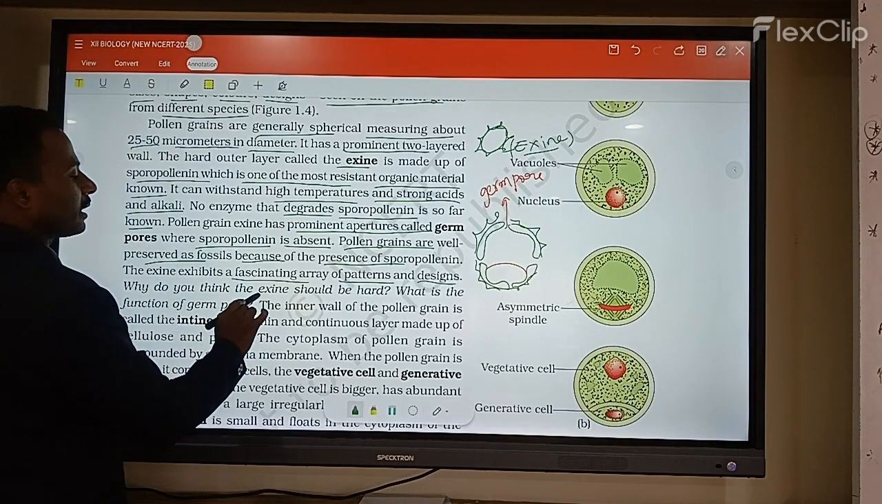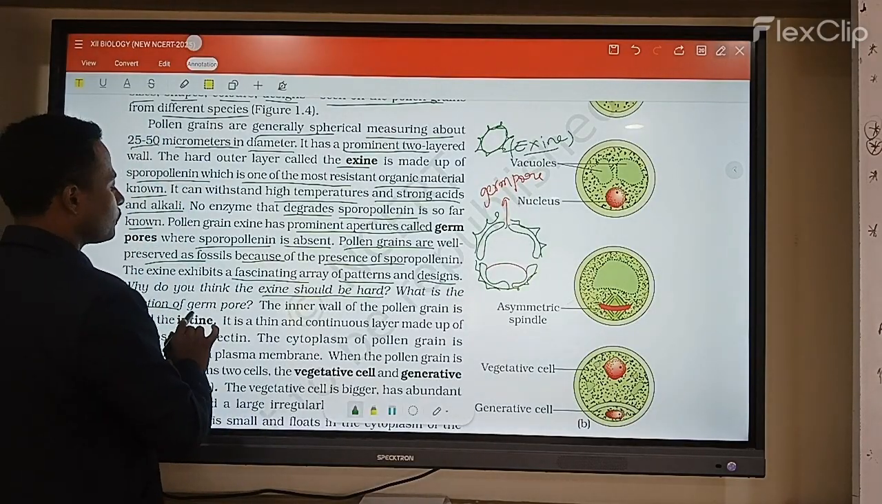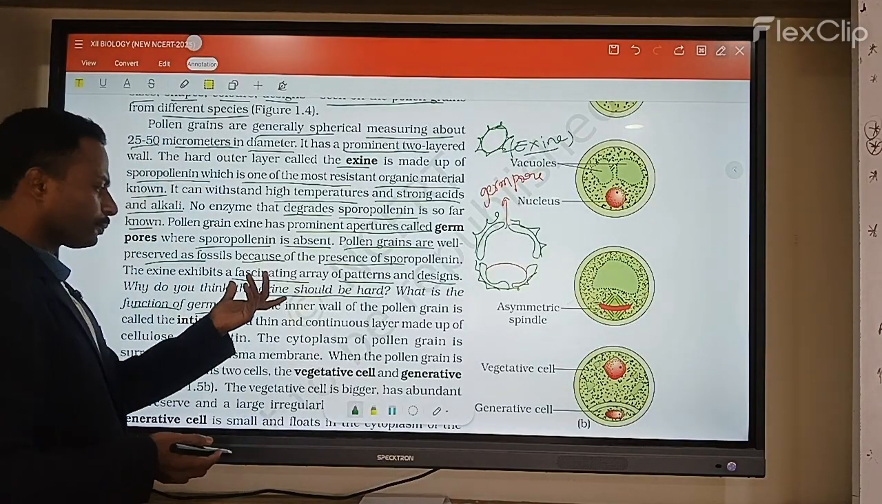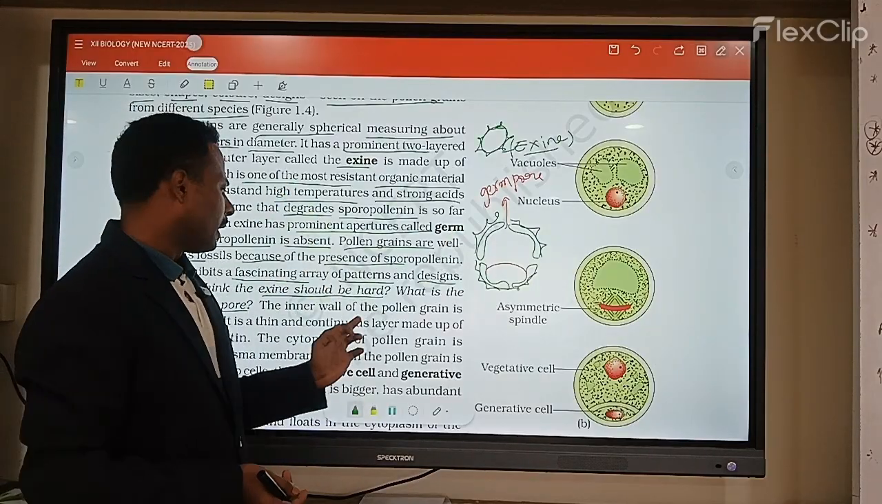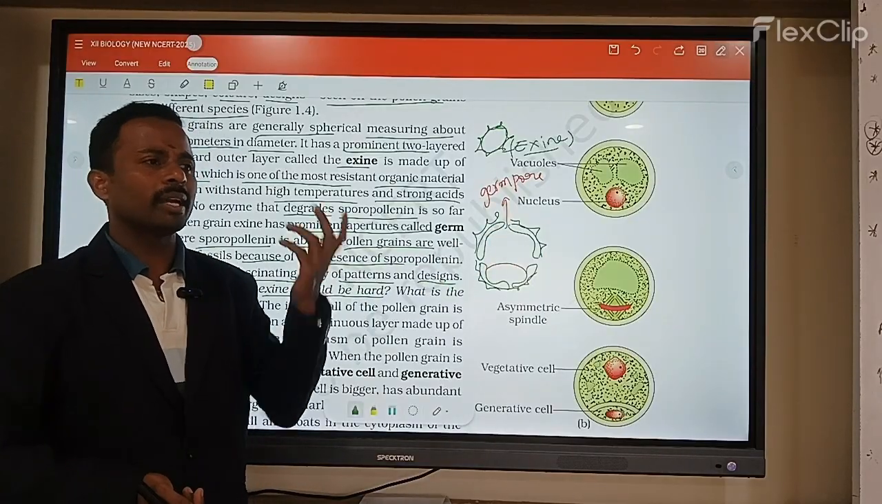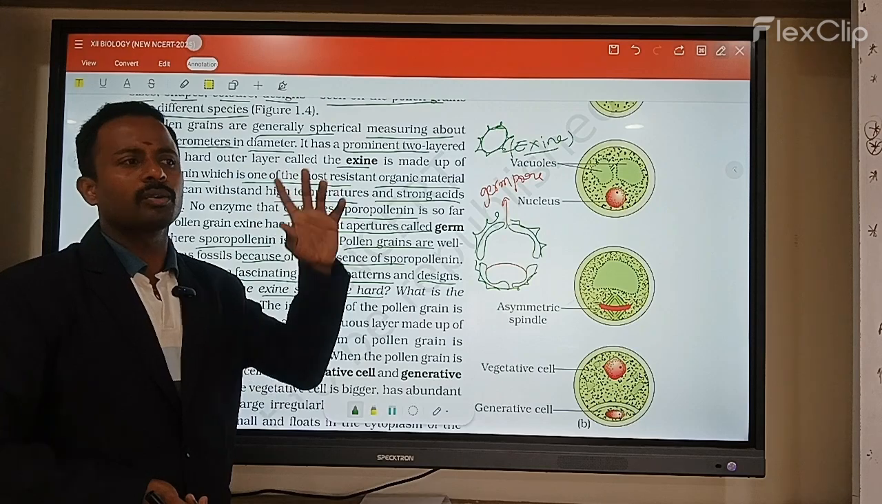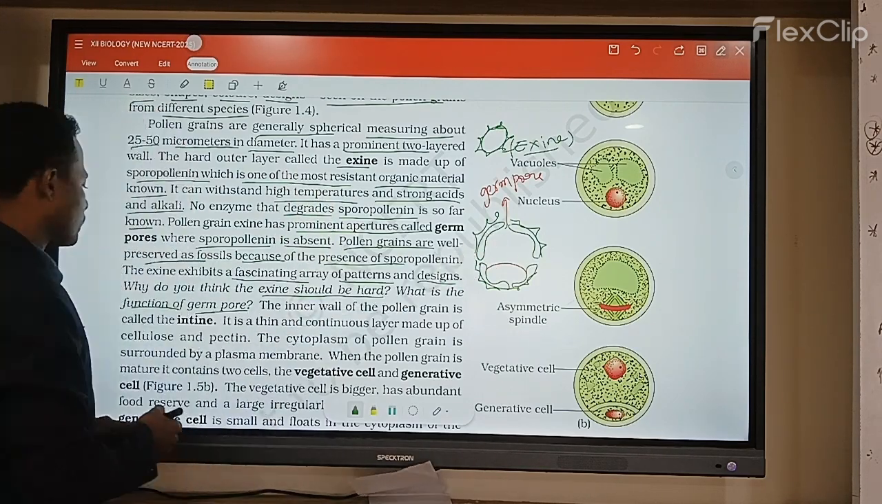Why do you think the exine should be hard? And what is the function of the germ pore? The hard exine is there to protect the pollen grain. The germ pore functions in the exchange of gases and nutrients.